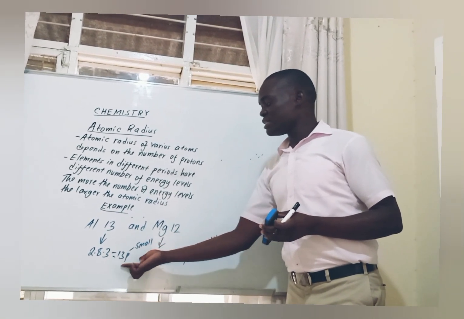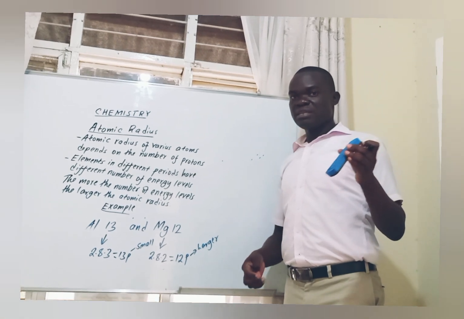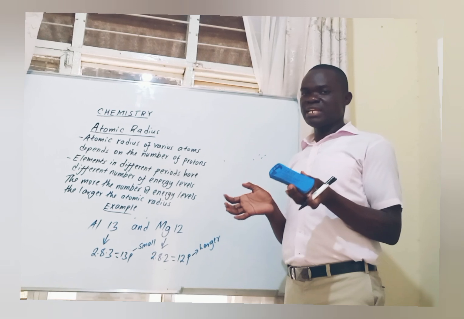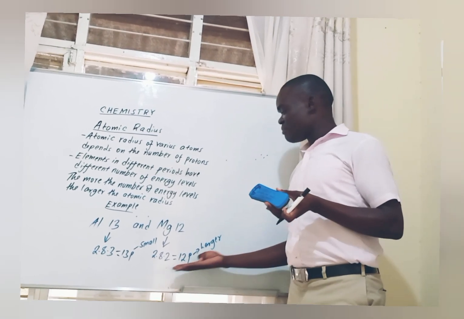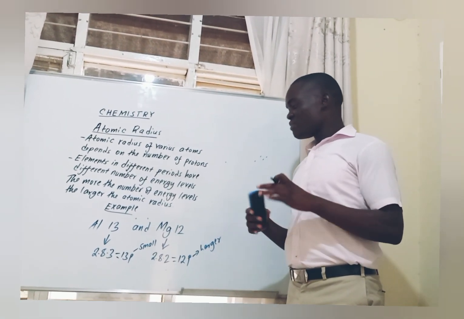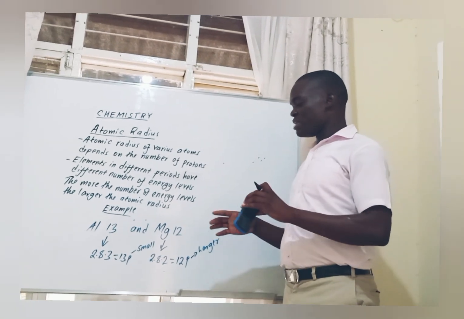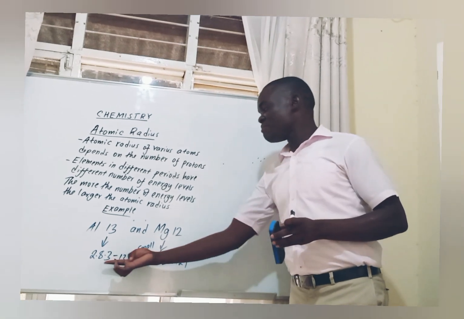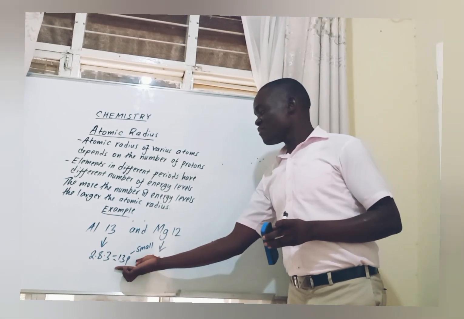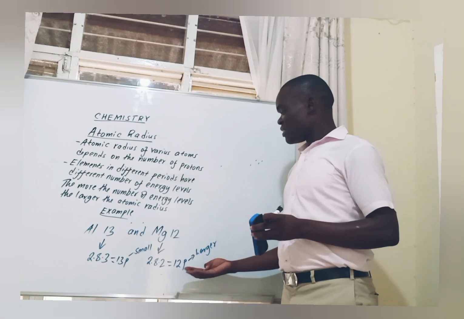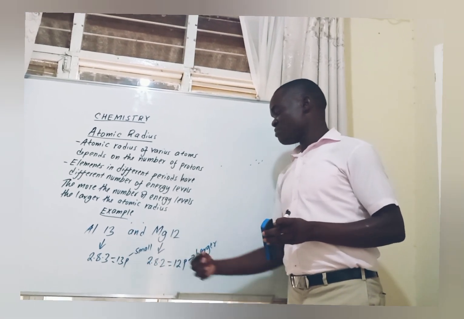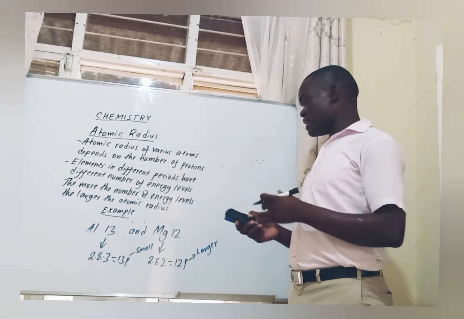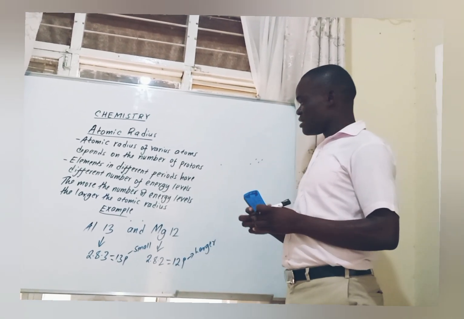The reason is that an increase in the nuclear force of attraction increases the effective nuclear force of attraction on the energy levels, so the atom tends to shrink and become smaller. But when the protons are fewer, the nuclear force of attraction is a bit weaker, so the atom remains larger. When the number of protons is small, the atomic radius therefore remains larger.